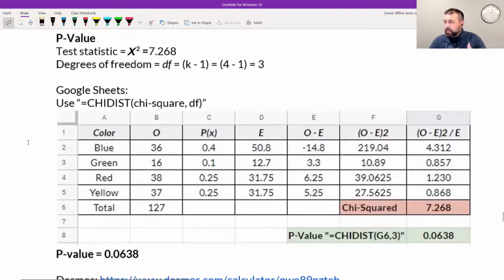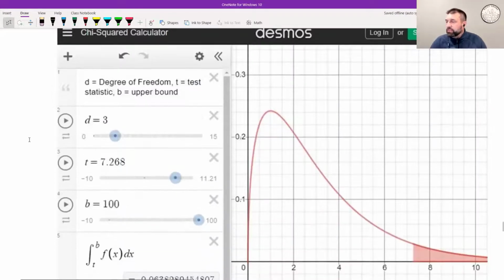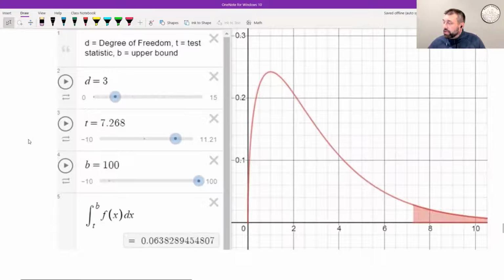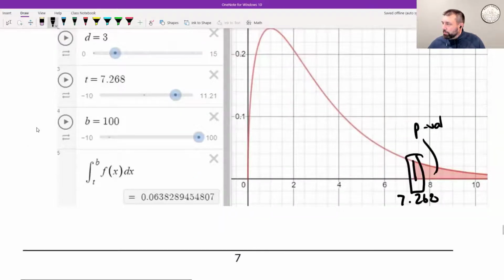So here's all the data in a spreadsheet. This is the graph in Desmos. So here is that value right here. This is our target. This is our test statistic, that 7.268. And we are looking for this p-value.